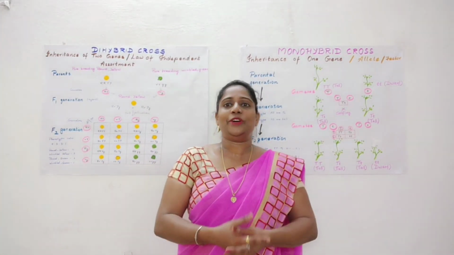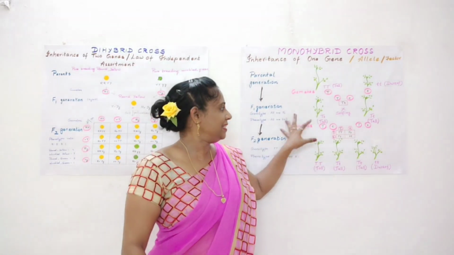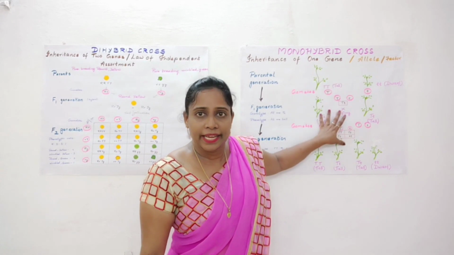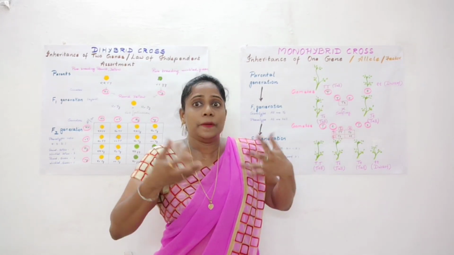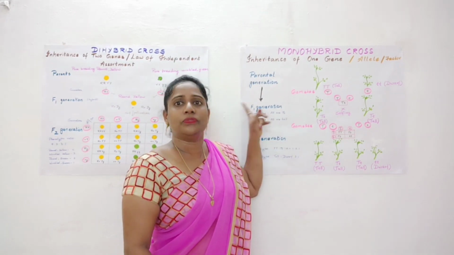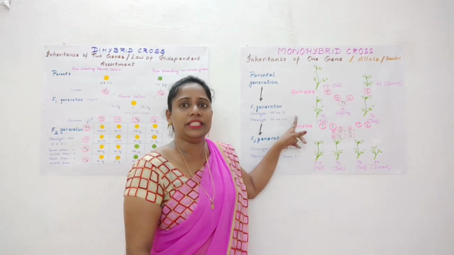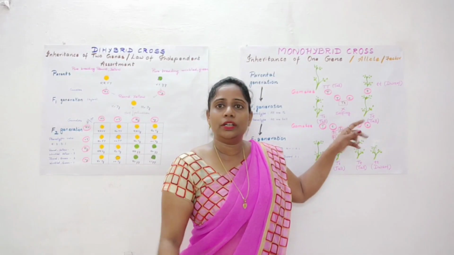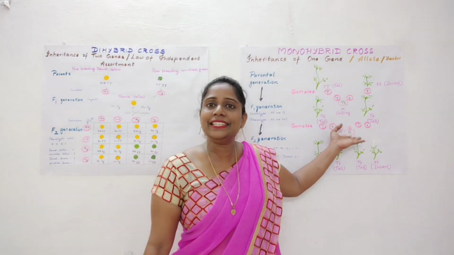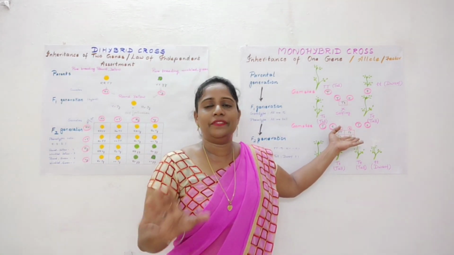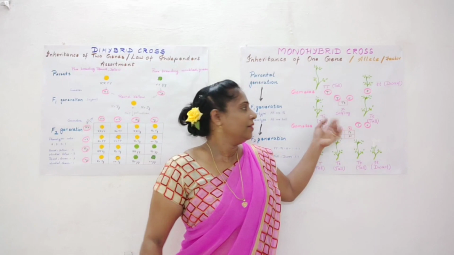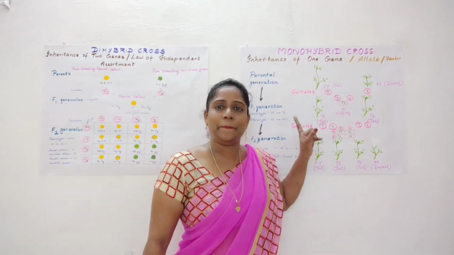What is the first law? Very simple. He said the characters or traits which are expressed in the first generation, that is the first filial generation or F1 generation, are called dominant characters. So which one is expressed here in this case, ma'am? Tall. Very good. So tall is a dominant character. Which allele is dominant? Capital T.